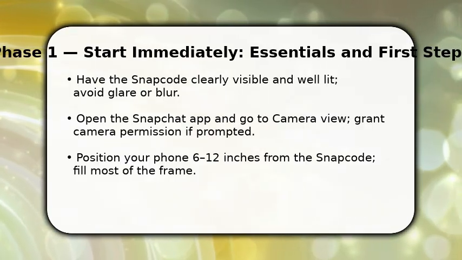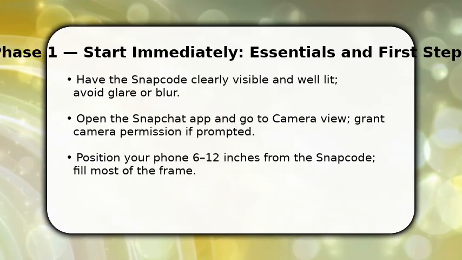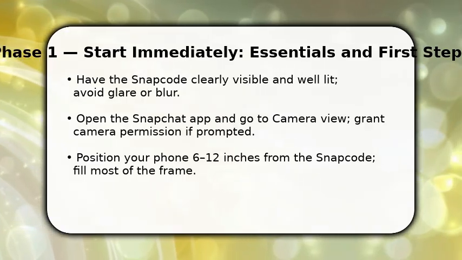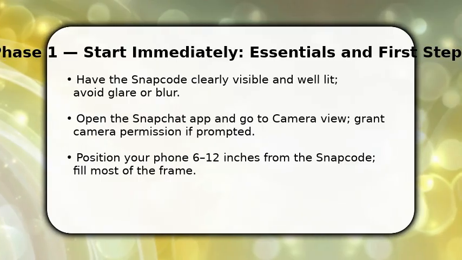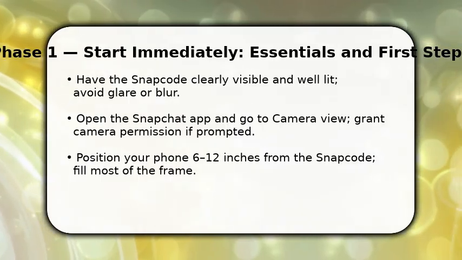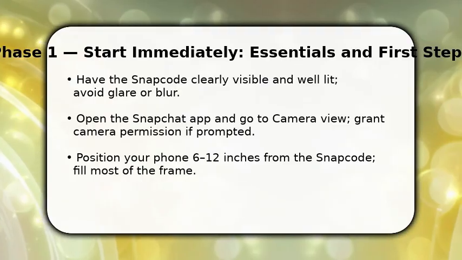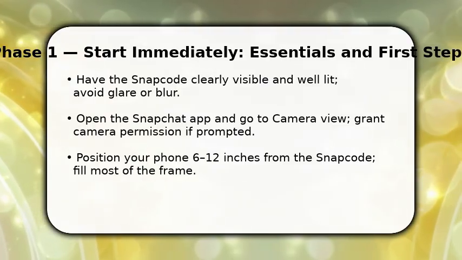Once you're in camera view, move the phone to roughly 6 to 12 inches from the code and frame it so the dotted ghost fills most of the screen. This helps the lens detect patterns quickly. If it's a screen, reduce brightness to avoid flicker.